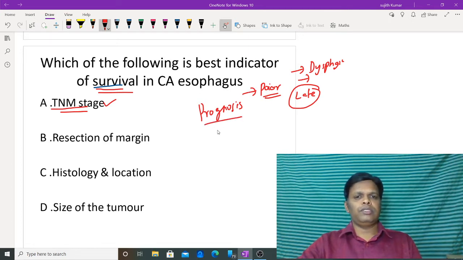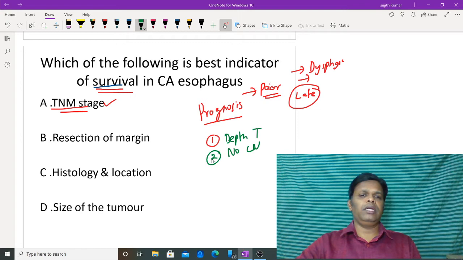How is the prognosis assessed? Number one, it can be assessed by the depth of invasion of the tumor. Depth of invasion of the tumor, that is the T staging. And second one is the number of lymph node involvement. And number three is the location of the tumor. Location. Okay, so this location is very important.